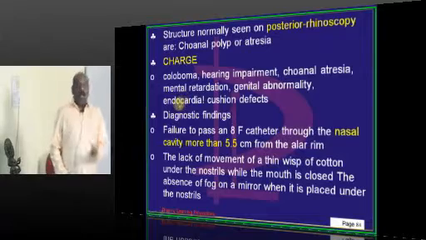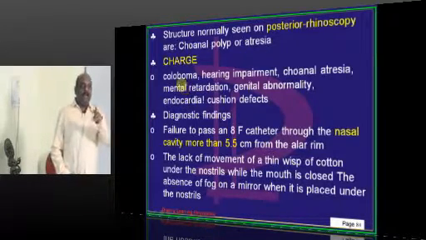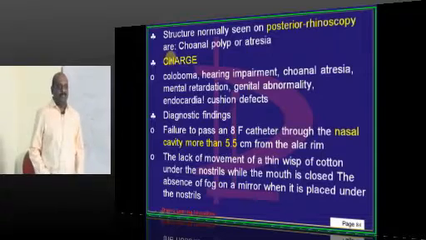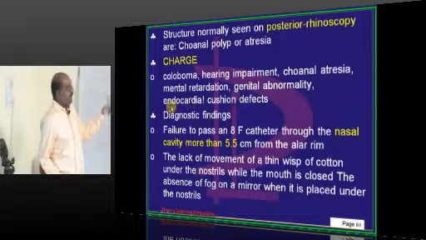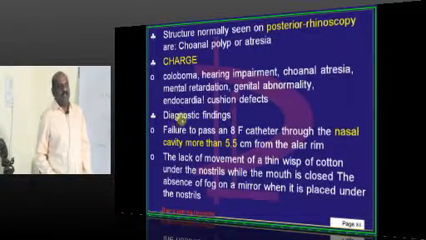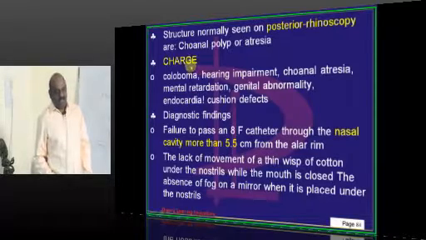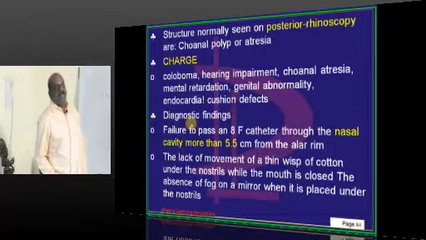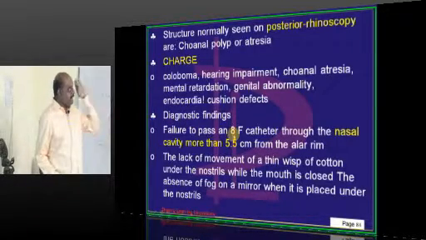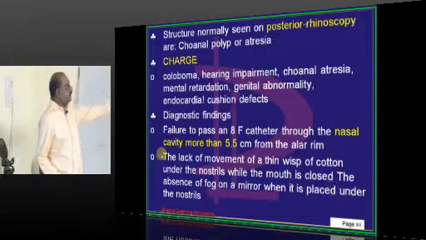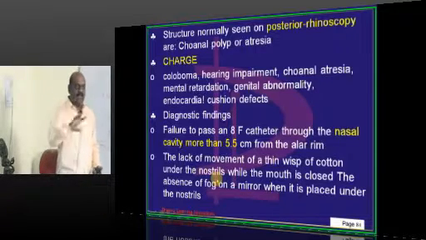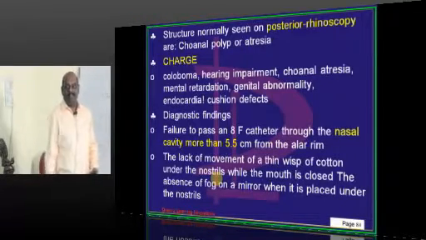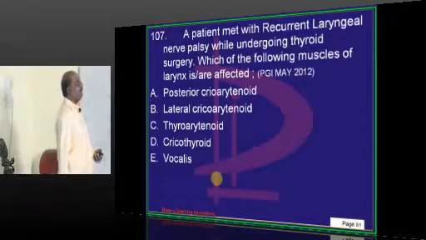And what is the relevant syndrome for choanal atresia? CHARGE syndrome: coloboma, hearing impairment, choanal atresia, mental retardation, genital abnormality, endocardial cushion defects. Nothing is related to the other except for the CHARGE. You need to remember. Then, how will you diagnose it in a newborn baby? You pass an 8 French catheter into the nasal cavity. If it can't pass more than 5.5 centimeters, if it is not going inside the nose, you will suspect the possibility of choanal atresia, is what needs to be remembered.